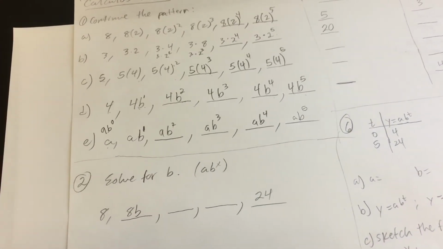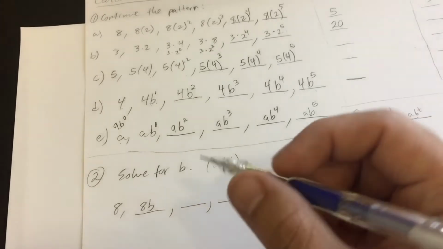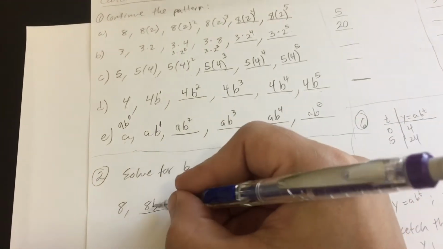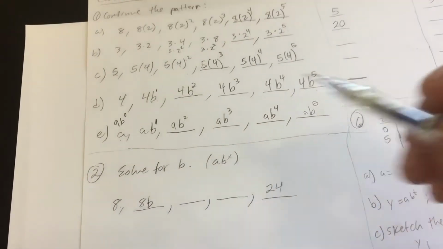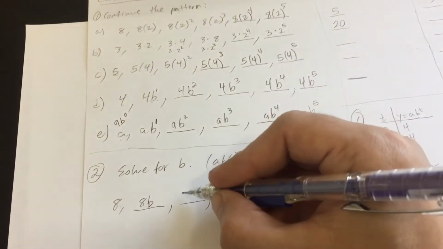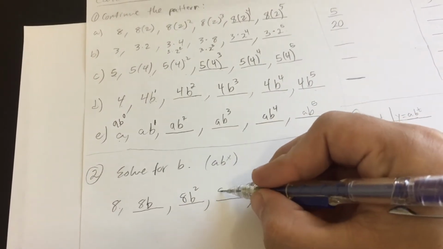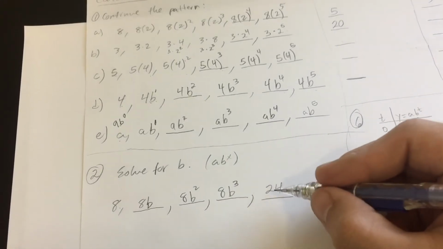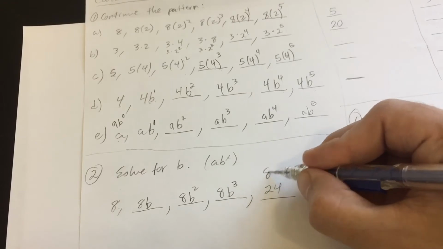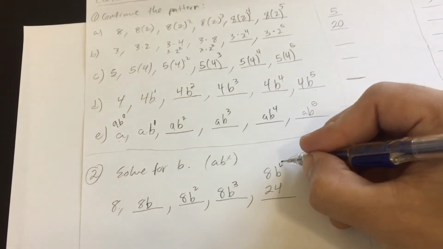Alright, I want you to think the same as before on number 2. But now we want to figure out what the value of b is. What's the repeated term we're multiplying by? So the first term is represented by 8. Second term is a times b. Third term is a times b to the second. The next one is a times b to the third. How would we represent this term right here? The 24 would be the same as a times b to what power? 2, 3, a times b to the fourth.